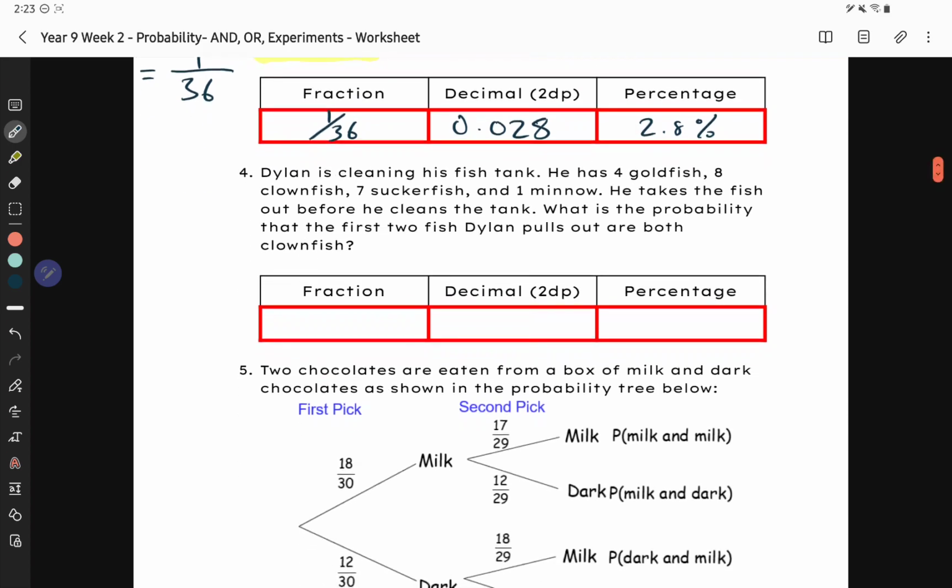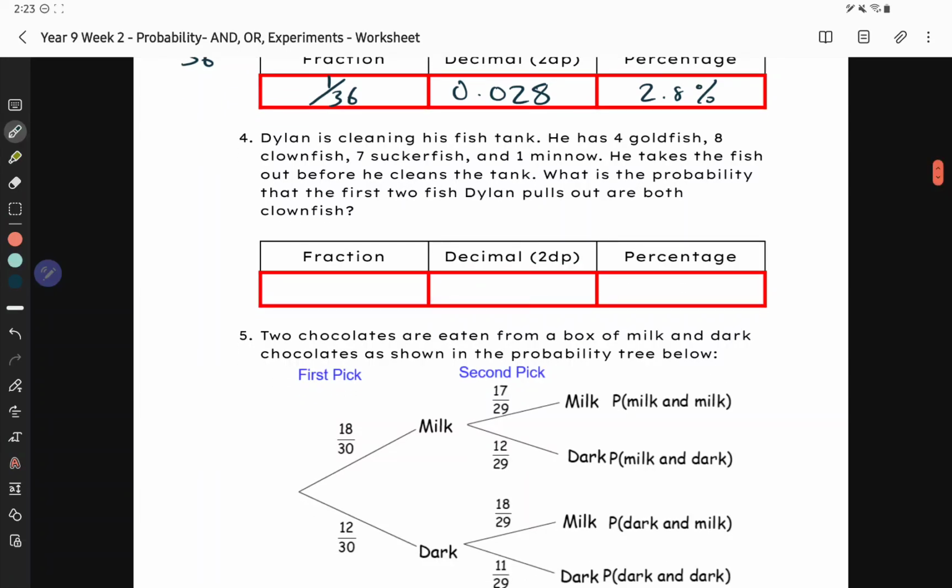Okay, number 4. Dylan is cleaning his fish tank. He has 4 goldfish, 8 clownfish, 7 suckerfish, and 1 minnow. He takes the fish out before he cleans the tank. What is the probability that the first 2 fish Dylan pulls out are both clownfish? Now, I'm assuming Dylan is taking out fish randomly and he's taking out fish one by one.